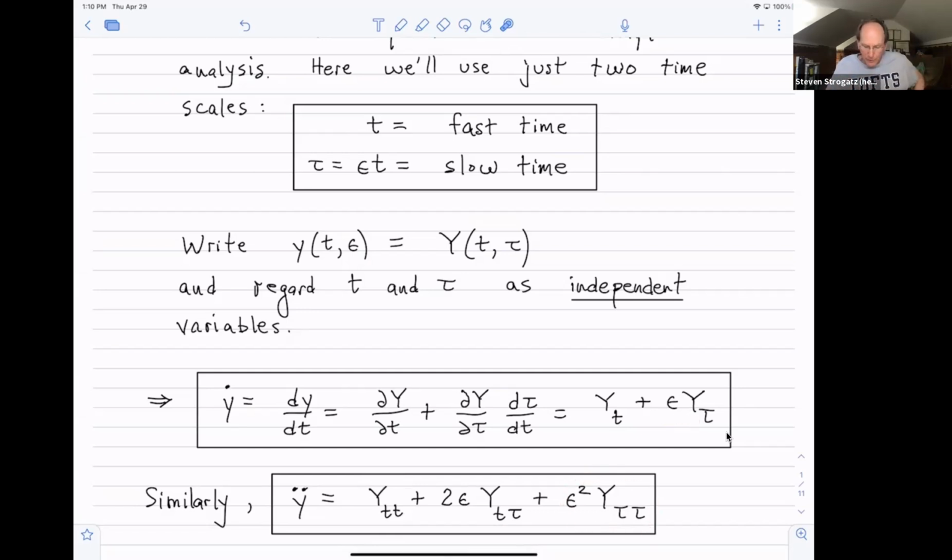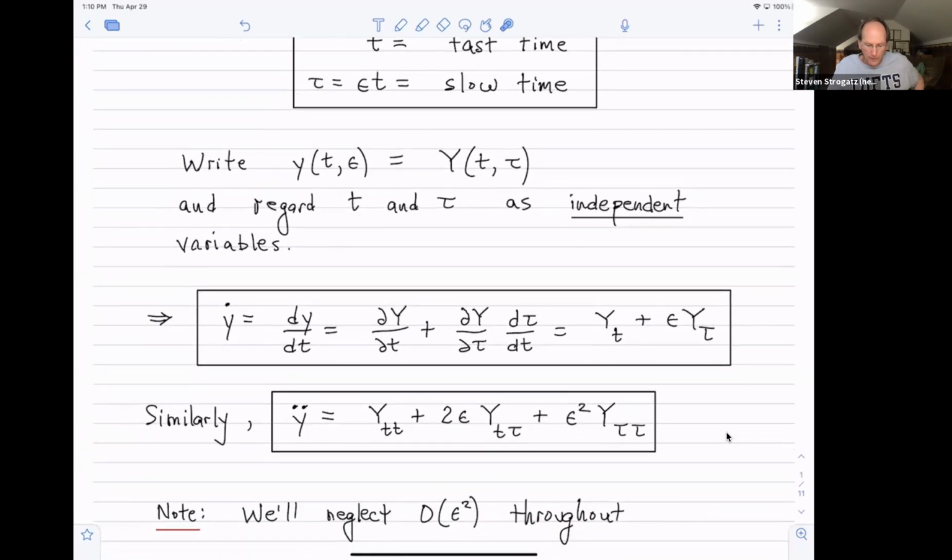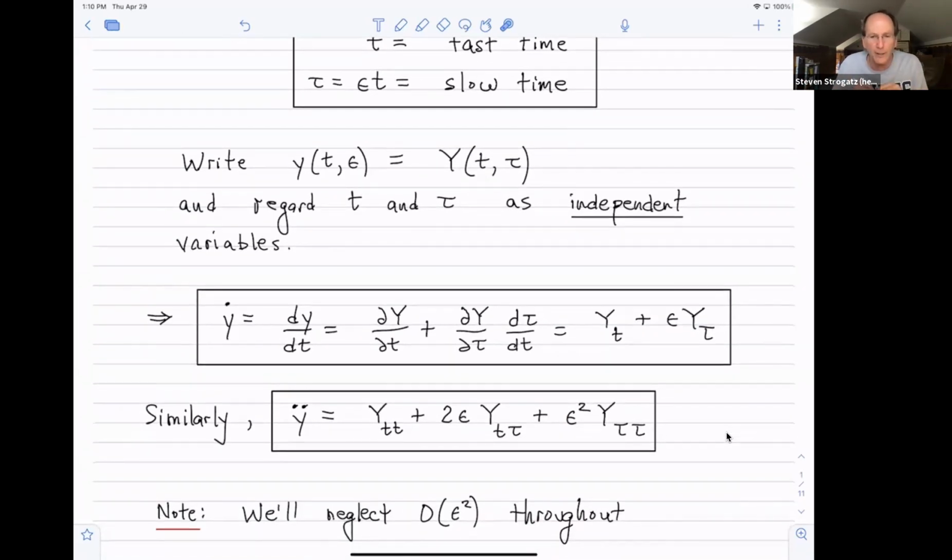So that's how derivatives transform. And so if we want, I could go to higher order if I want, but throughout I'm going to neglect the order epsilon squared. We don't need them to make the points that we want to make today. There are some problems where you might want to keep them, but not today.